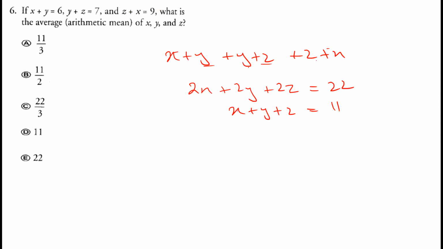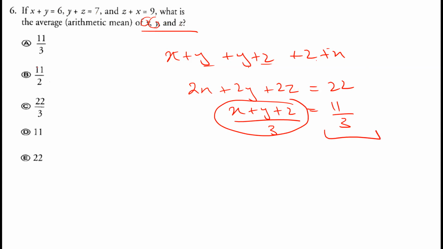And what will be the average? So we have three variables, x, y, and z. So x plus y plus z divided by 3, and over here 11 divided by 3. So this is the term for average, and 11 over 3 would be your answer. So option A is correct.